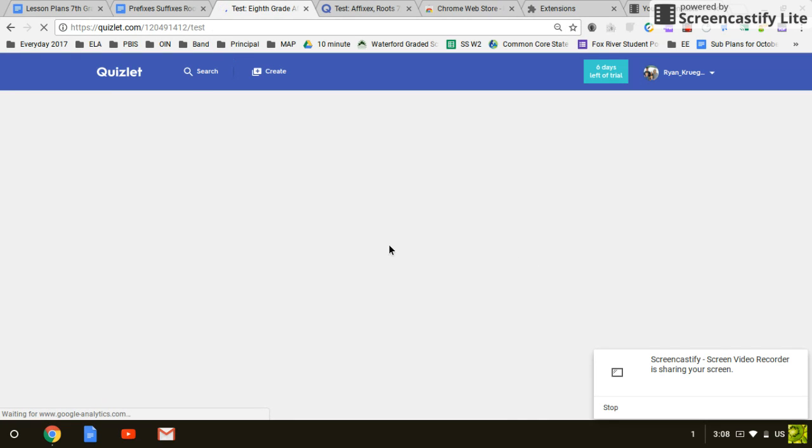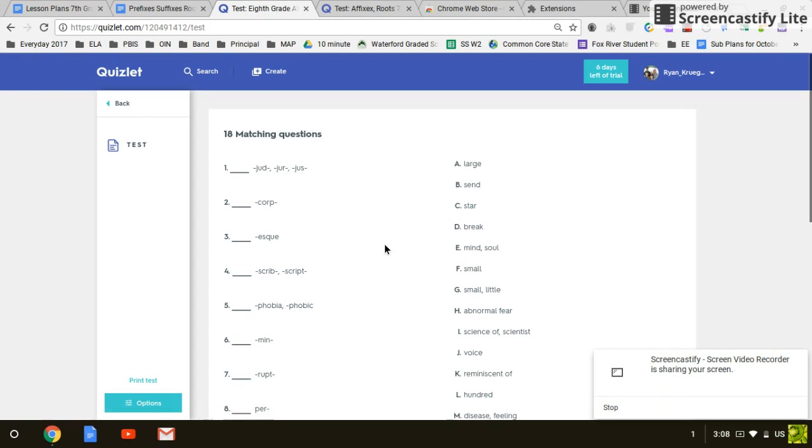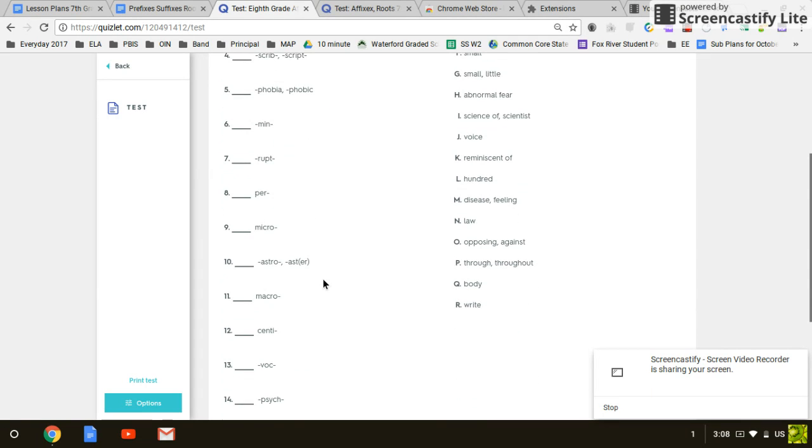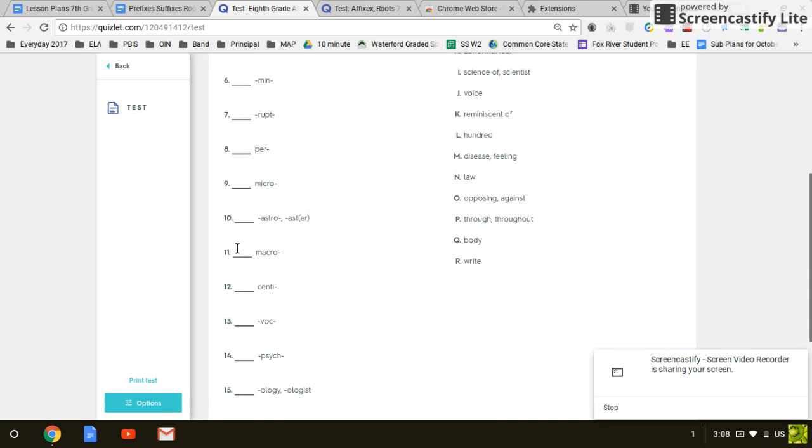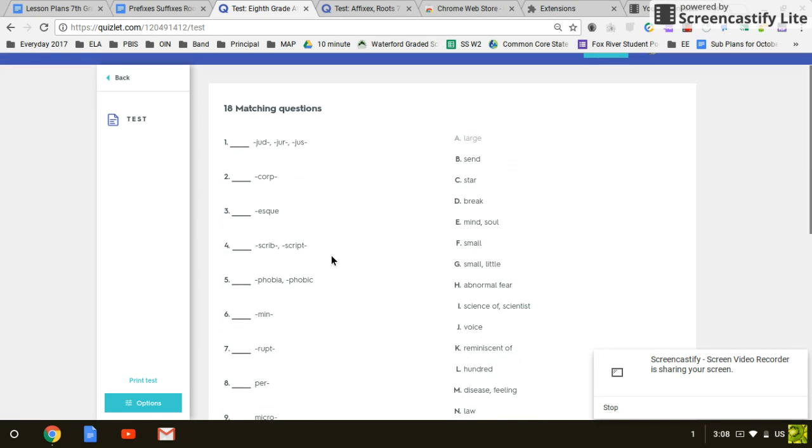What we always want to do is make sure that we end up doing matching. And here it is. What I do is I work from top to bottom. Sometimes I'll scatter around. Large, I know that that's macro. Macroeconomics is the large amount of econ. Economics is kind of money.